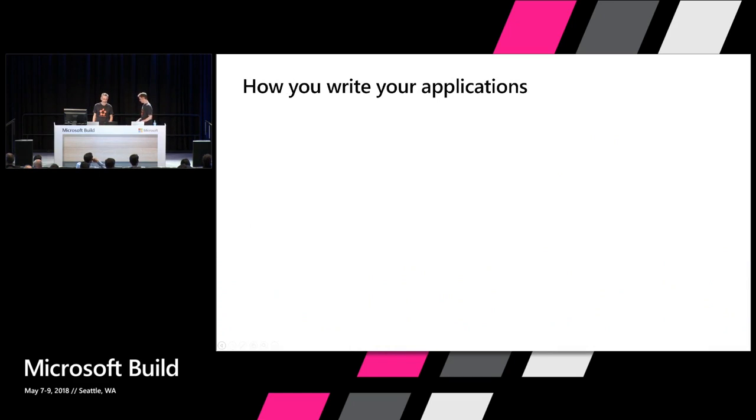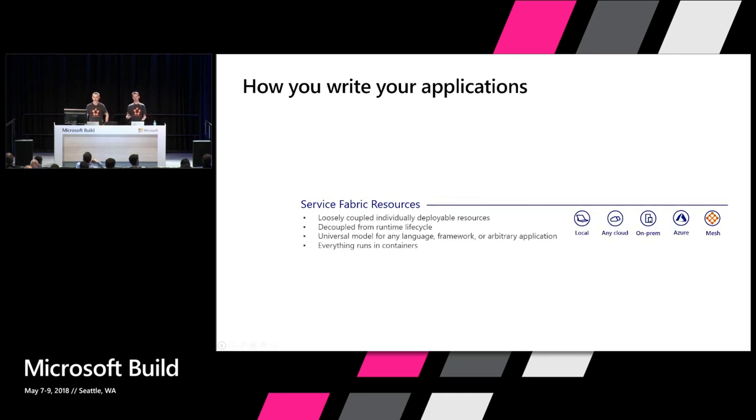So what this means for us is that there's a couple of changes we have to make to the way applications are structured, the way they're developed, and the way they're run in order to be able to run across all of these environments, everything from your local laptop all the way up to this serverless environment running in Azure. And so what we're doing is introducing this new concept of Service Fabric resources. Resources are basically individual decoupled things that you can deploy up to Service Fabric.